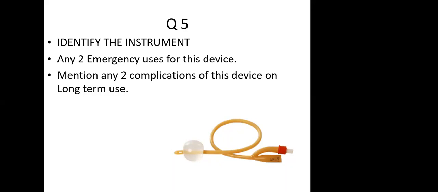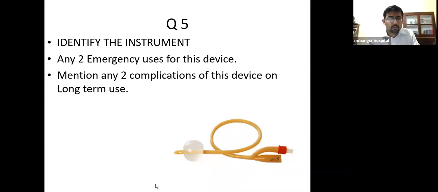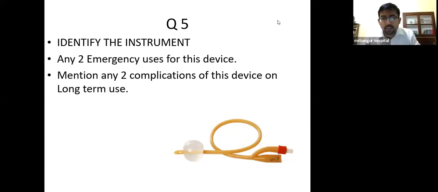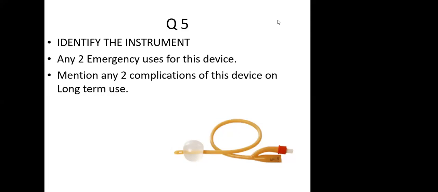Next one is that, okay, so number one emergency use that you have mentioned is acute retention of urine. Number two? So atonic PPH, sir. Atonic PPH is not a correct answer with this one, sir. In an atonic PPH, you do not use a Foley's catheter, you use a balloon called a Mukherjee balloon, BAKRI. This is not the device for an atonic PPH.